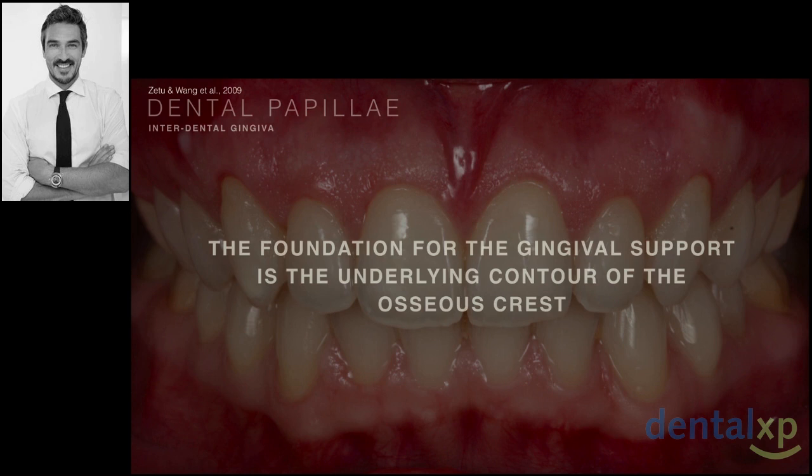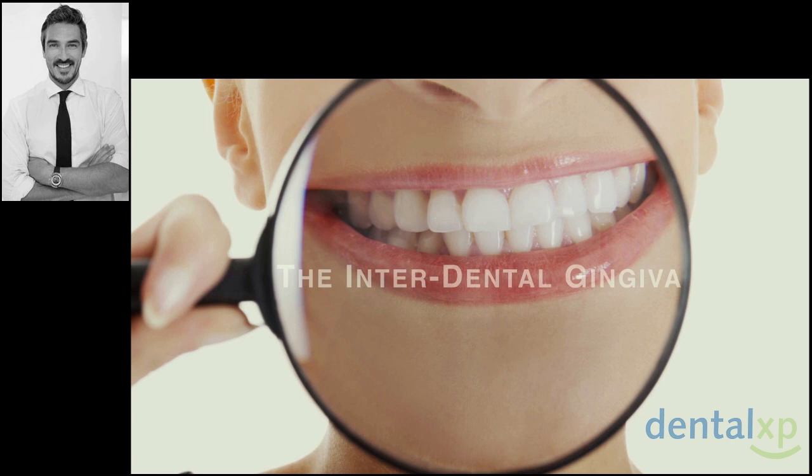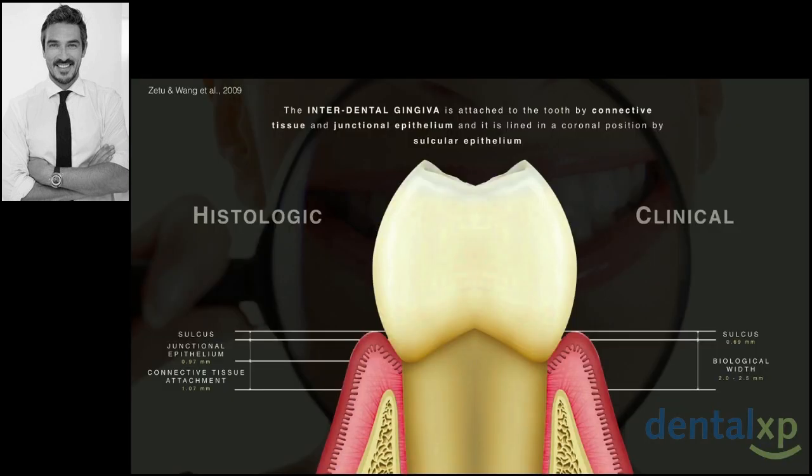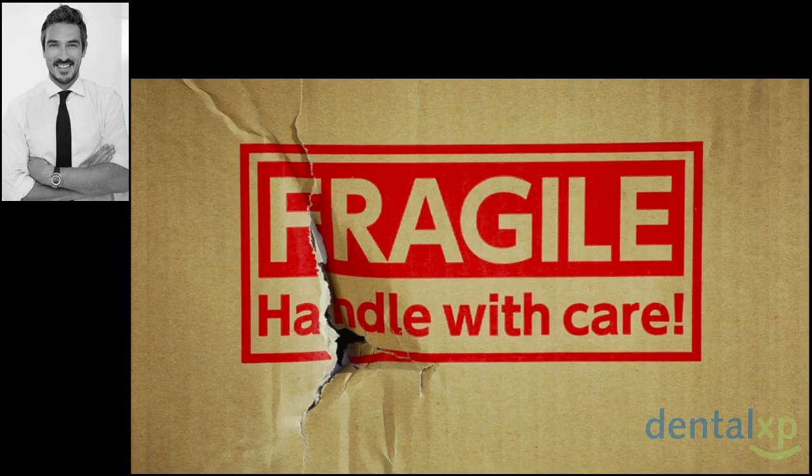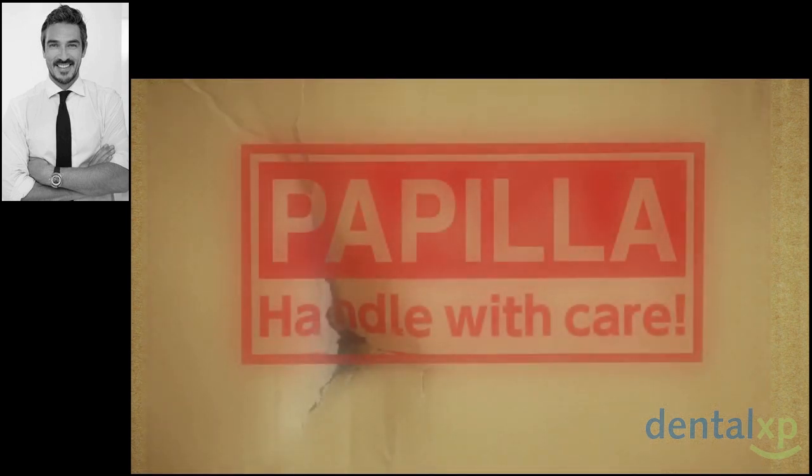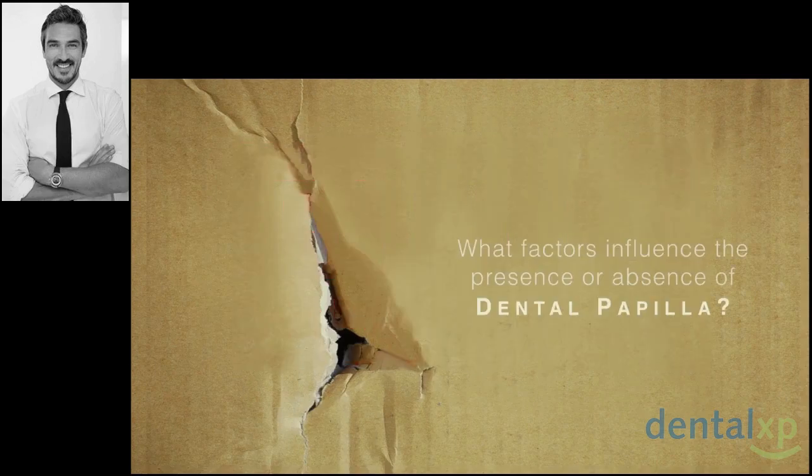So the foundation for the gingival support is the underlying contour of the osseous crest. Everybody knows this. It's been discussed many, many times over the past few days. So in terms of histology, I think you might all be very bored of this because it's been repeated over and over again, and everybody knows these numbers, and they have to be respected. And of course, it is something that is very fragile. It's something that is elusive, and sometimes we can really spend a lot of time working on getting a papilla, and it disappears, it loses. So it is something that we have to handle with a lot of care.